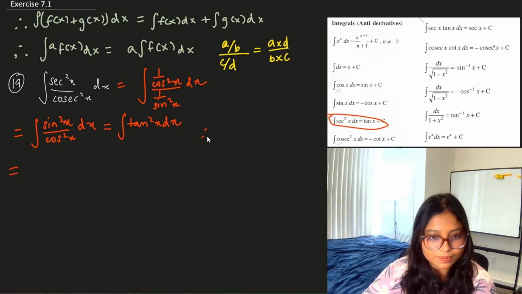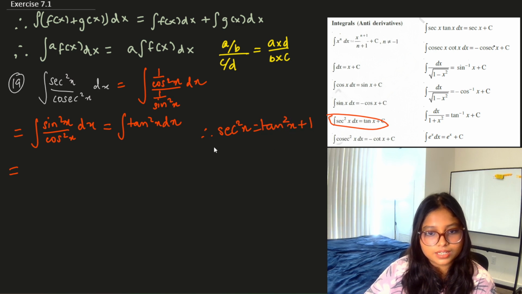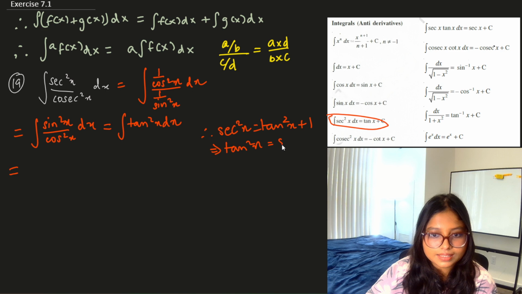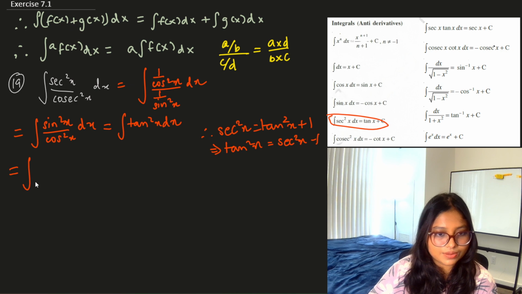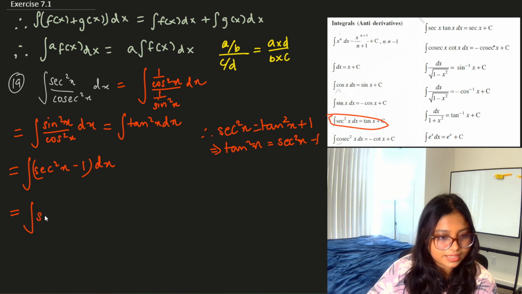We know that there's a trigonometric identity: secant square x is nothing but tan square x plus 1. Now if I write this in terms of secant, tan square x is nothing but secant square x minus 1. This is exactly what we need, so I'm going to substitute this here. This becomes the integral of secant square x minus 1, the whole into dx. Now I'm going to split these into two integrals using the first formula. This becomes integral of secant square x dx minus integral of 1 dx.